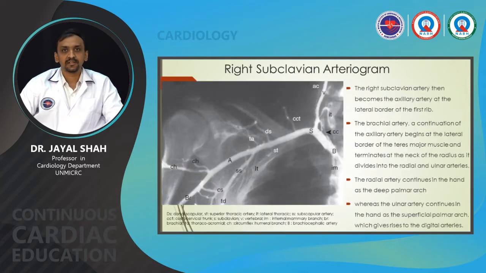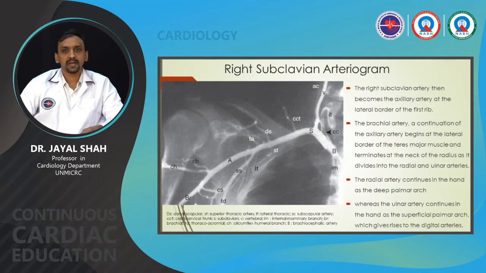This is a right subclavian arteriogram which shows the normal anatomy of the right subclavian artery and its different branches. The right subclavian artery becomes the axillary artery at the outer border of the first rib. Then at the outer border of the teres major muscle, the axillary artery ends and continues as the brachial artery, which divides into the ulnar and the radial artery. The ulnar artery continues in the hand as the superficial palmar arch, while the radial artery continues as the deep palmar arch.